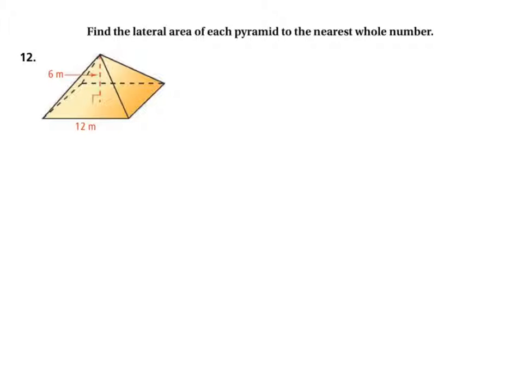Okay, so these were finding the lateral area, and the lateral area formula is lateral area is equal to 1/2 the perimeter times the slant height. And we can sub in the perimeter, but we don't actually know the slant height yet. We need to calculate it, and this is how we're going to calculate it.